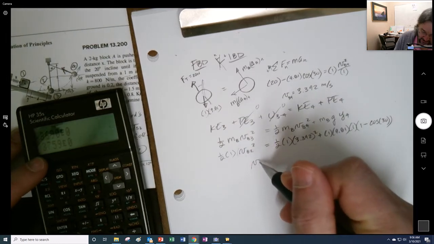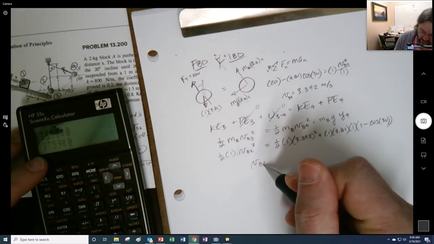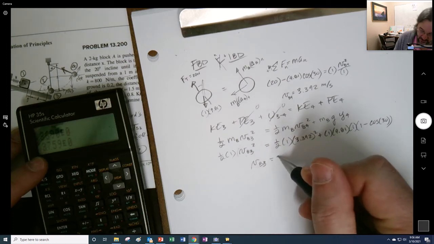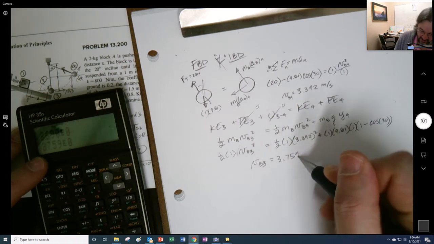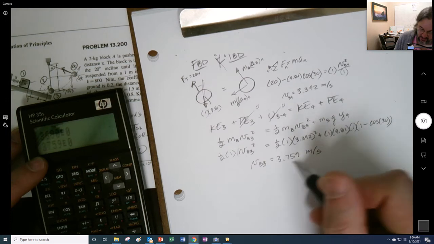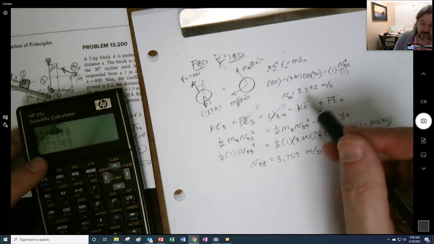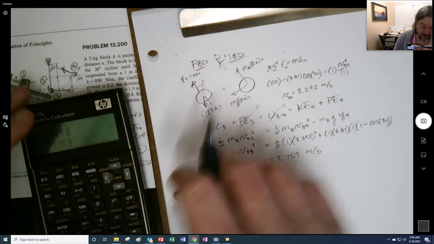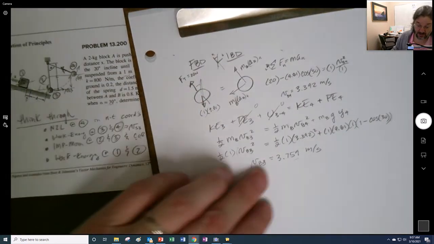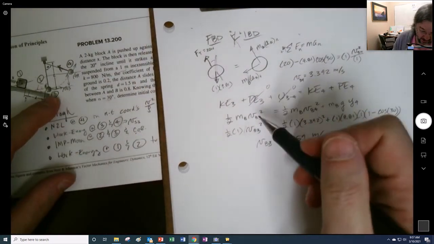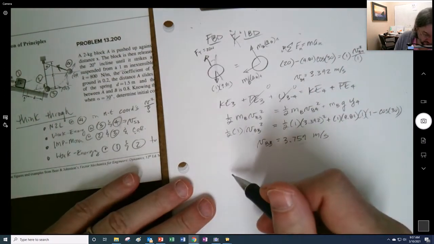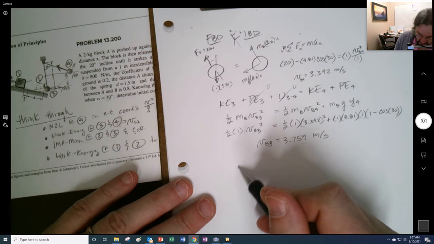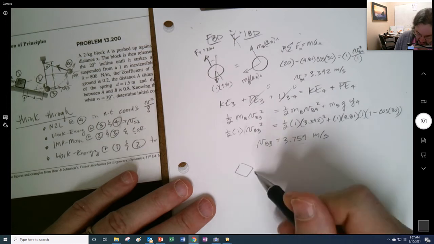So the velocity of B3, I don't know why I wrote 2 there, is going to be 3.759 meters per second, right? So it is more down at the bottom than it is at that instant that we're talking about. Okay, so now we have the velocity right here at this point. So now what we want to do is, we have to be careful here because of the angles, right?